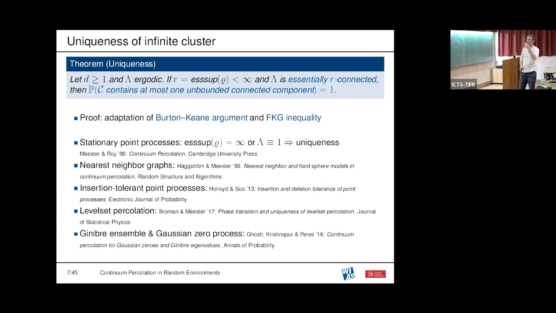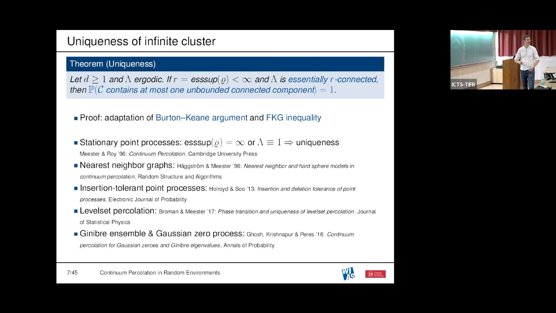So the proof uses a classical approach of Burton-Keane plus some FKG arguments, using the fact that conditioned on the environment, you have the FKG inequality because you're working with the Poisson point process. Uniqueness is also a big field. This is one of the classical questions in continuum percolation. So I've also written down some references here for uniqueness.